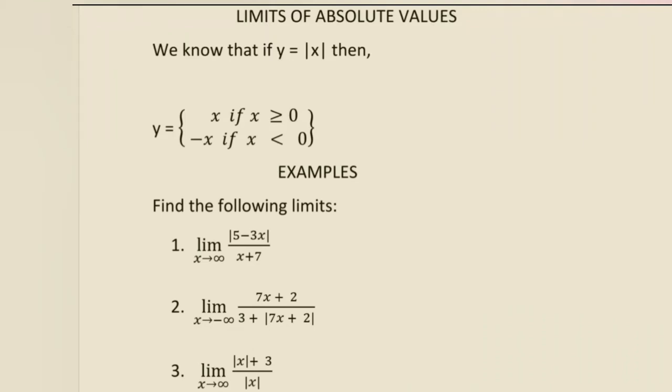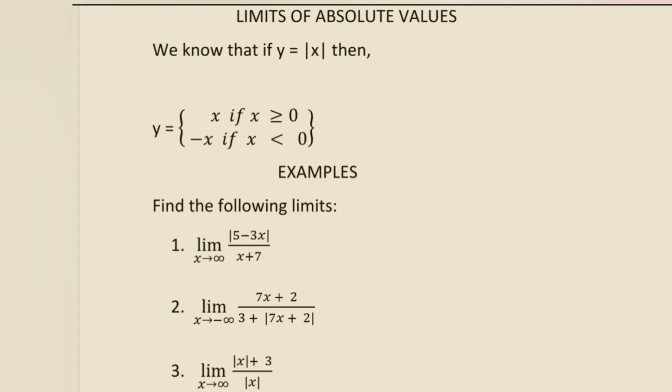Limits of absolute values. We know that if y is equal to the absolute value of x, then y, which is absolute value of x, will be equal to x if x is greater than or equal to 0. Also, y will be equal to minus x if x is less than 0.